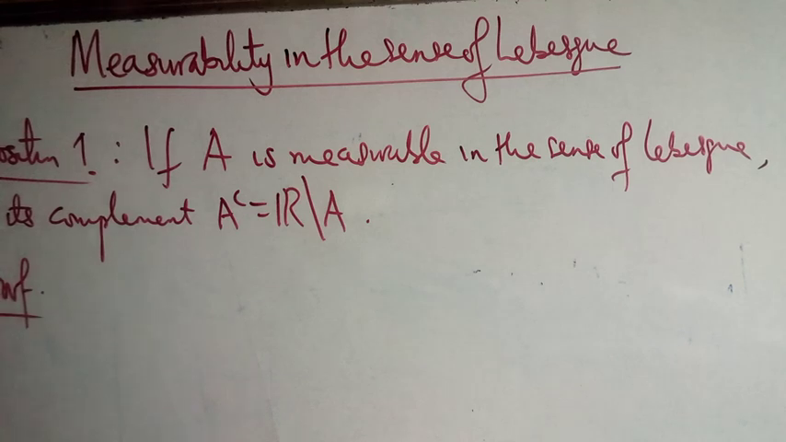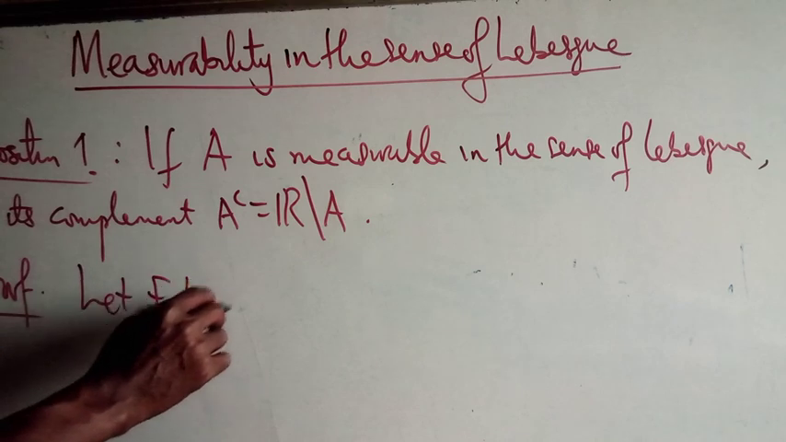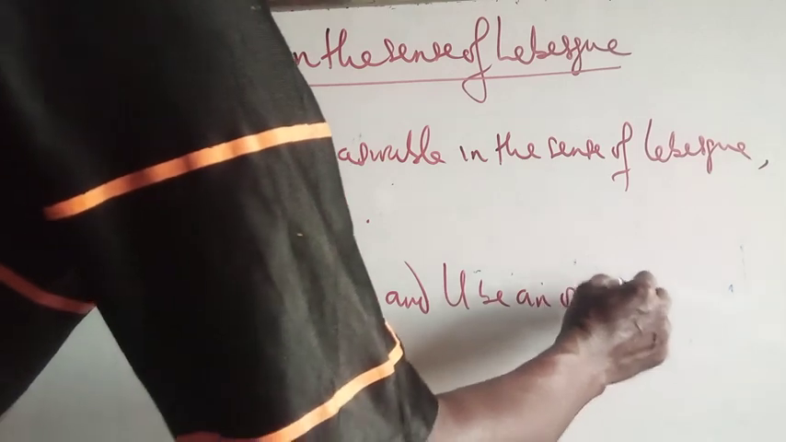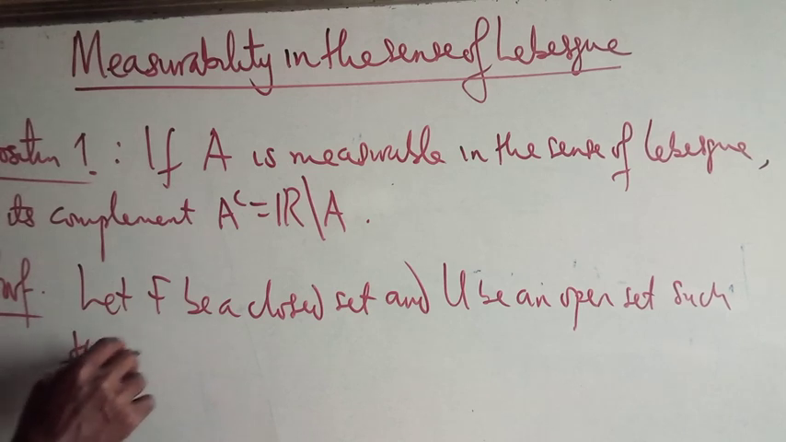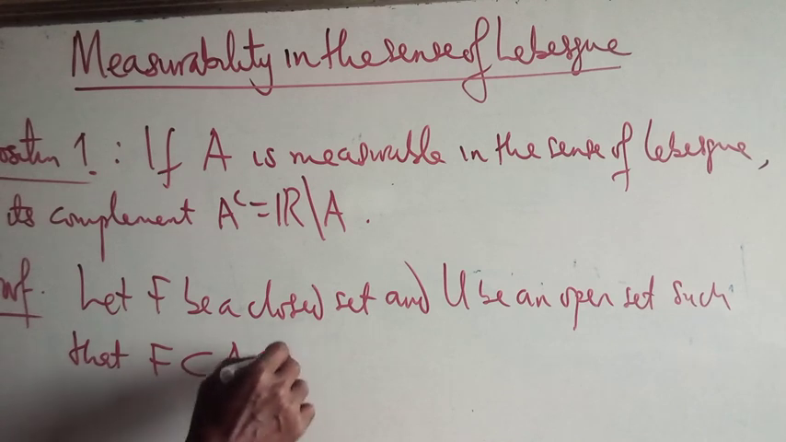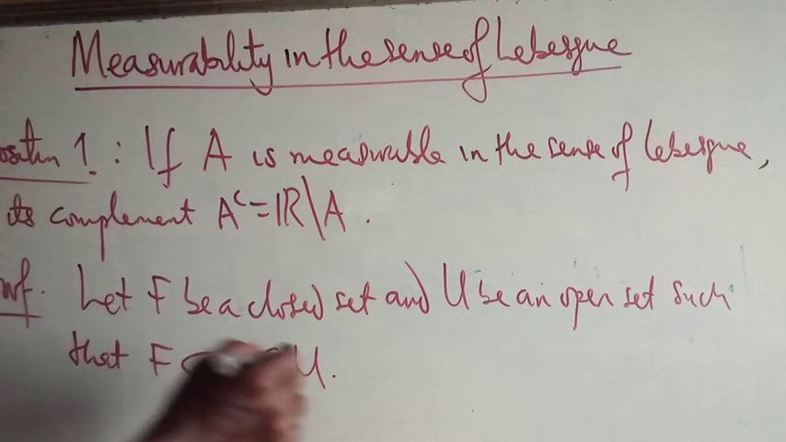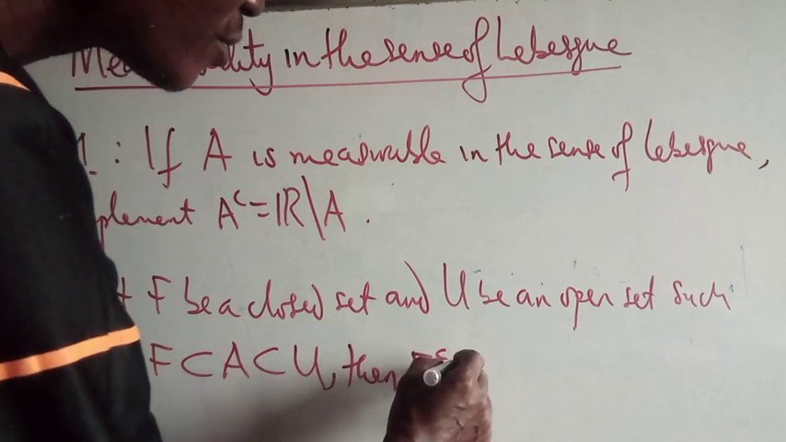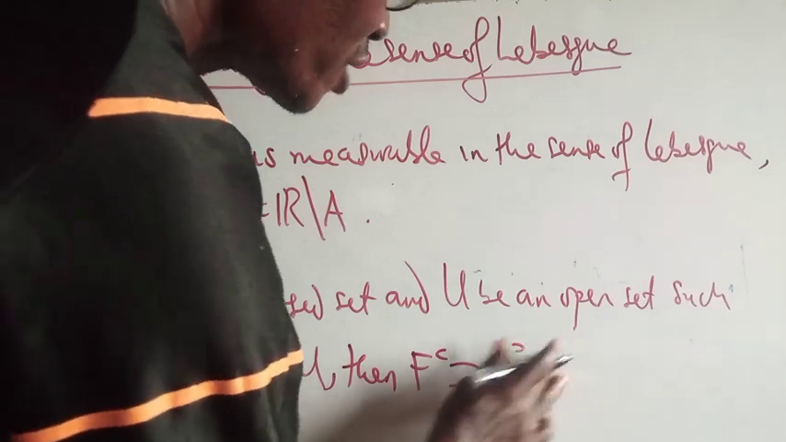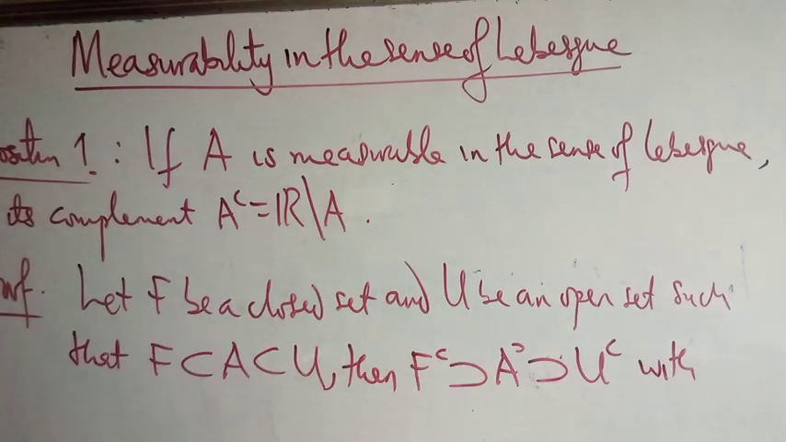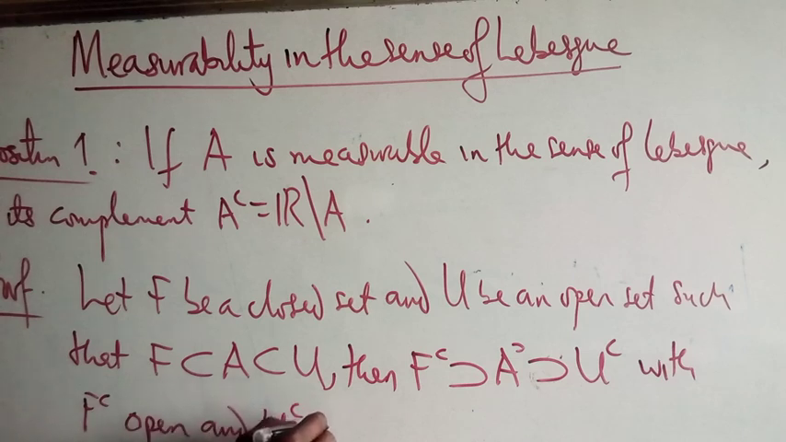To prove this, we start by saying let F be a closed set and U be an open set, such that F is contained in A and A is contained in U. Now you observe that F is closed and U is open. Then F complement will be a superset of A complement, which is a superset of U complement. With the complement, F that was originally closed, F complement is open, and U complement is closed.